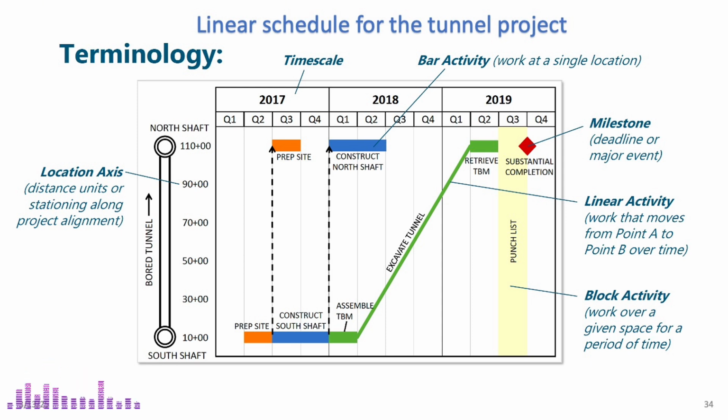Finally, we have the substantial completion milestone, shown as a diamond. This milestone is positioned at the end of the third quarter of 2019 and marks the completion of work at the final project location, the north shaft. By mapping these activities on an LSM diagram, we can clearly see how different tasks are scheduled and how they interact over time and space.